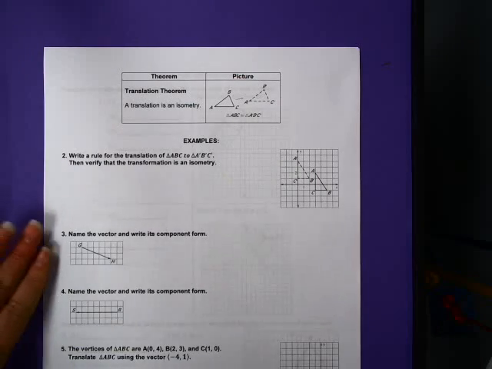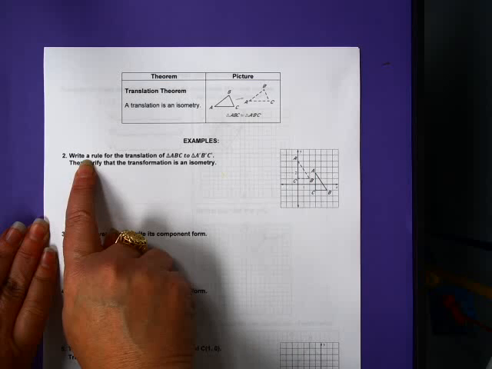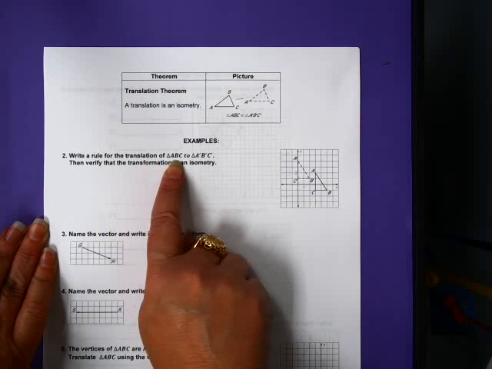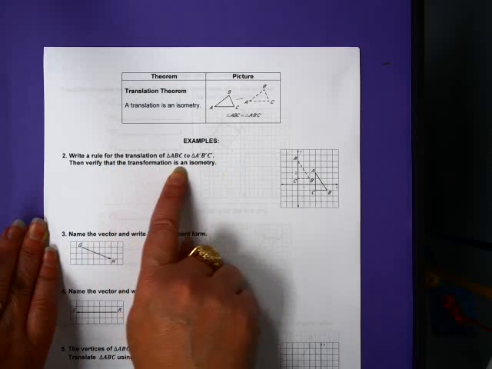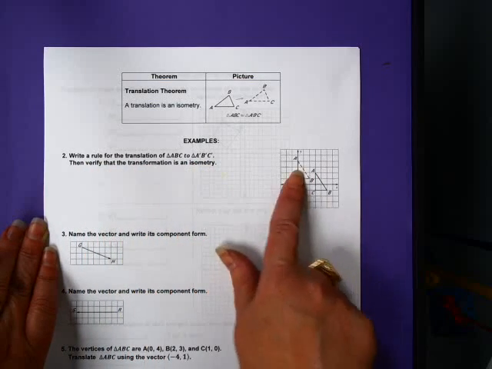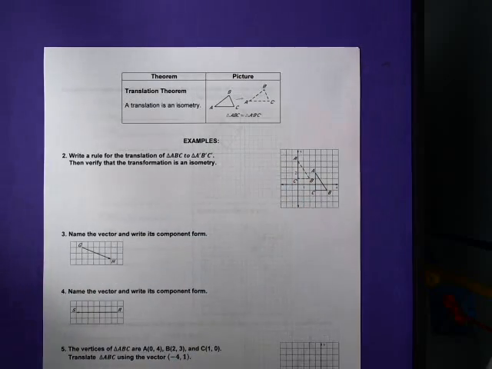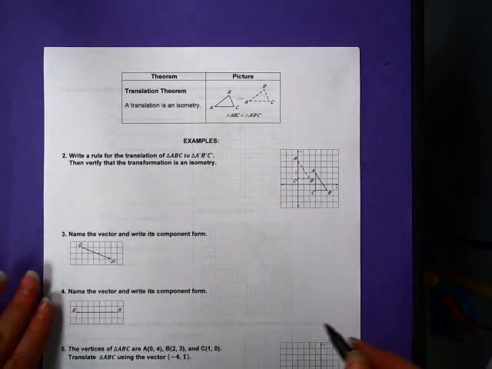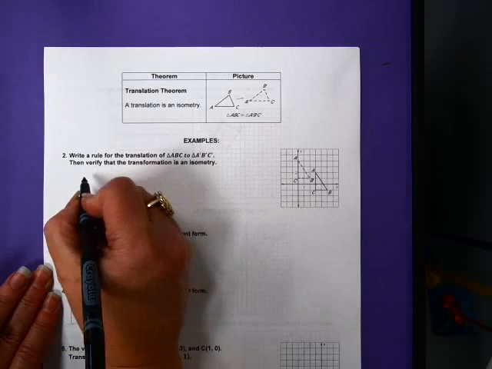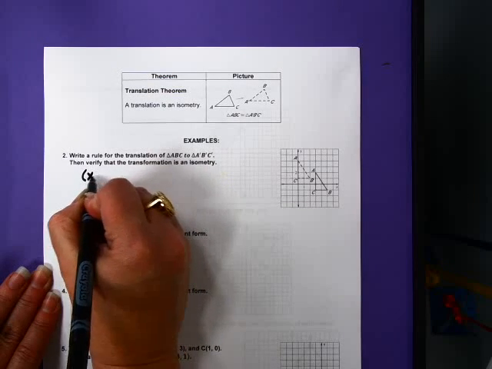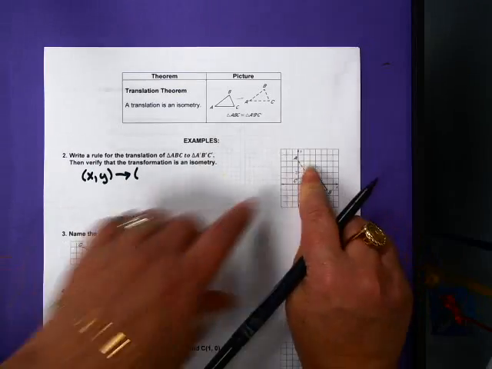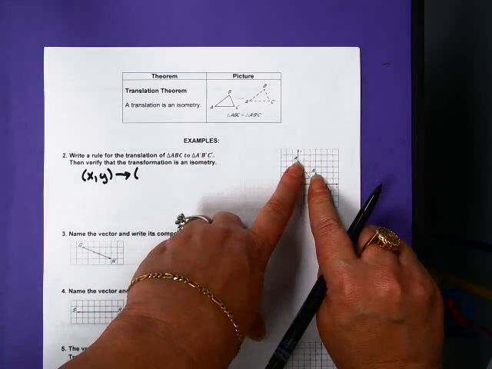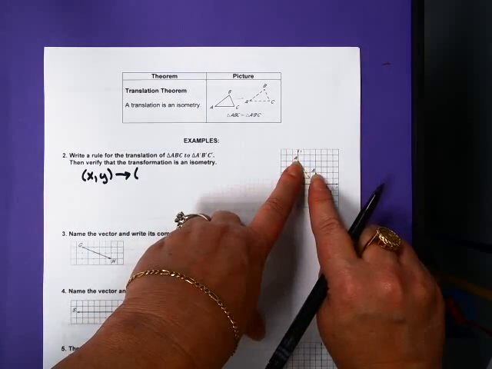All right, next example. Write a rule for the translation of triangle ABC to triangle A prime, B prime, C prime. Then verify the transformation is isometry. Okay, so here I've got the translation rule. It looks like this. That's (x, y), then we have an arrow. All you're doing is telling someone, how are you getting from A to A prime?